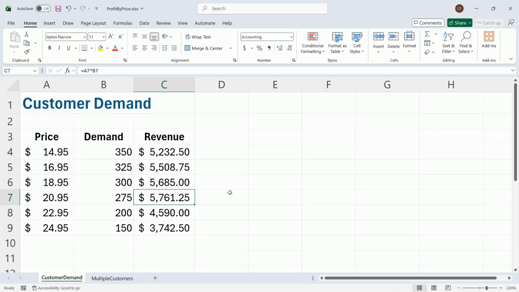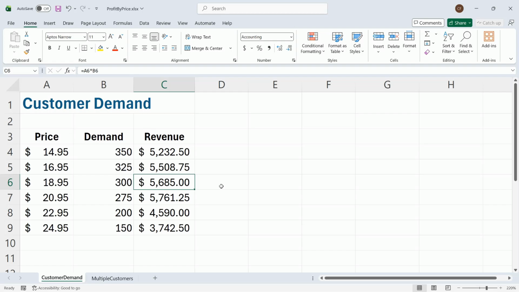And it appears that I have the highest value in row 7, which is $20.95, but it's pretty close. So if I look back up at $18.95, I see that it's about $76 below. So if I'm willing to take a risk and see if I can get more demand for the $18.95 price, then I might be willing to use the $18.95 price and hopefully get more customers in the door.